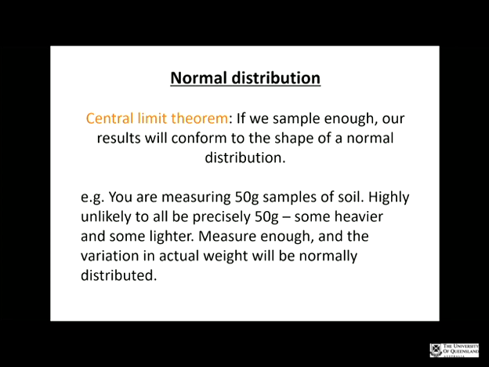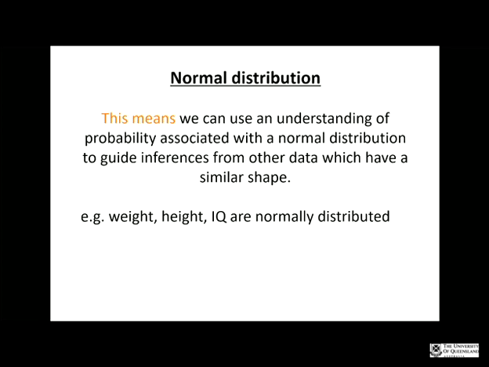So, for example, you're measuring 50-gram samples of soil. It's very unlikely that every sample is going to be exactly 50 grams, but if you have enough samples, then you'll be able to treat them as if they are all 50 grams, because every sample that you do is going to reduce that variability. But if you look at them very closely, you'll also see a normal variation, as long as your measurements are not skewed in any way, around the 50 grams as your mean.